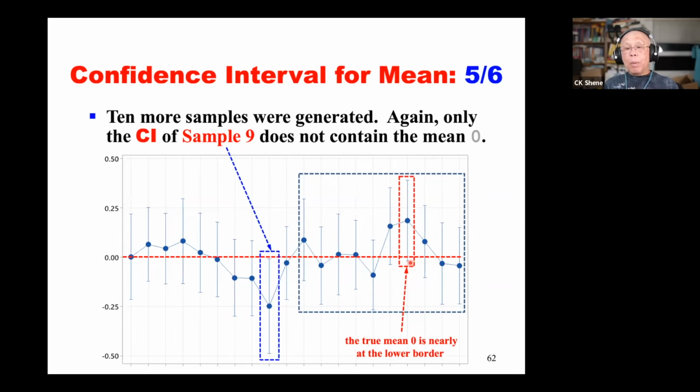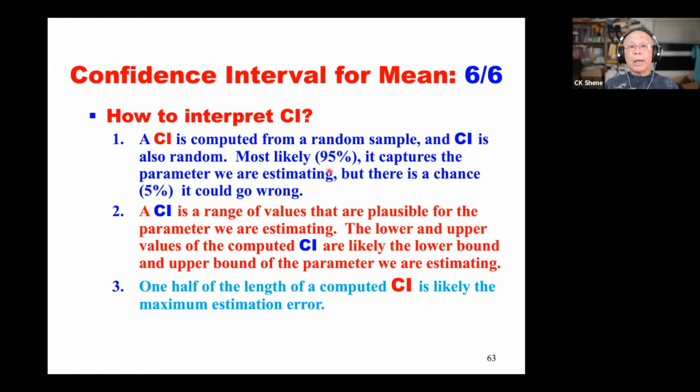And the lower bound is barely smaller than the population mean. Therefore, of these 20 samples, one computed confidence interval does not contain the population mean. One computed confidence interval almost missed the population mean. This is under the assumption that we know the population mean. But for most of the cases, we don't know. So how do we interpret CI?